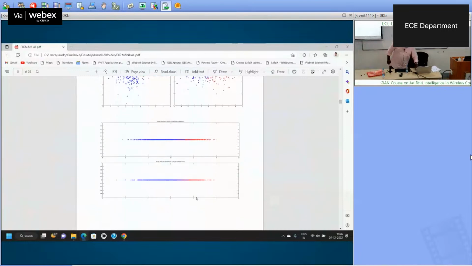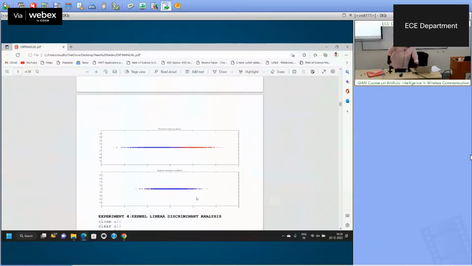But after LDA, you can see that the overlapping reduces. The range for blue and the range for red, we get separation. And this is for eigenvector 2, still overlapping, that doesn't matter. I am going to use only eigenvector 1, right?